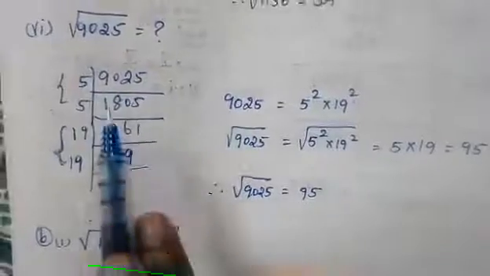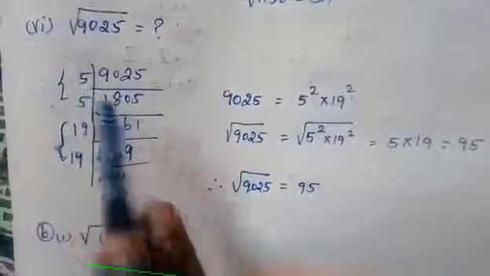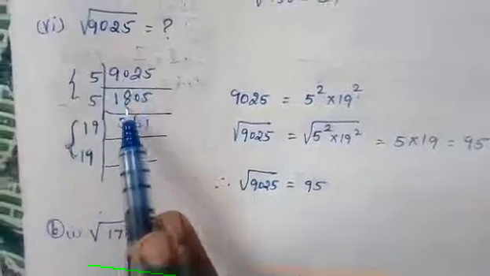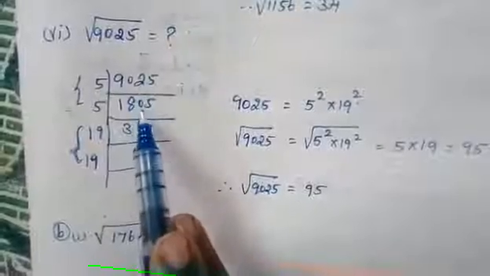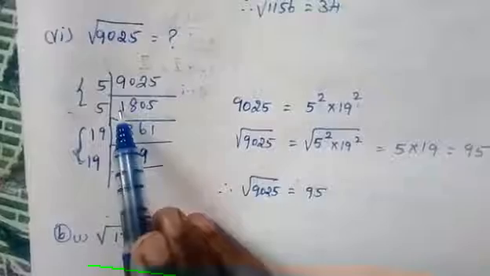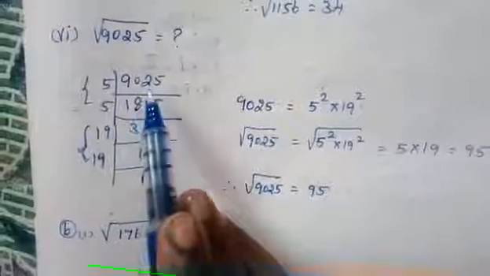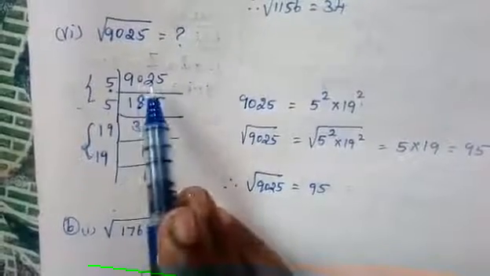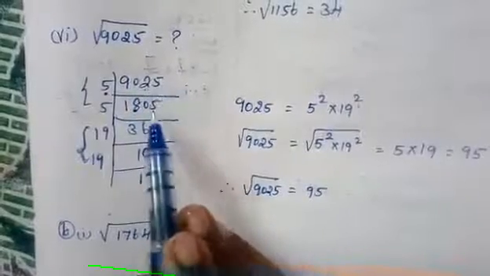For the sixth problem, 9025. It ends with 5, so you have to check with the 5 table. 1 5 is 5, balance 4, that is 40, 8 5s are 40, then 2 is not divisible by 5, so write 0, then you take these two digits together. Once again listen, 1 5 is 5, balance 4, 40, 8 5s are 40, then again 2 divided by 5 is not possible, so you have to write 0, then you have to take these two digits together.